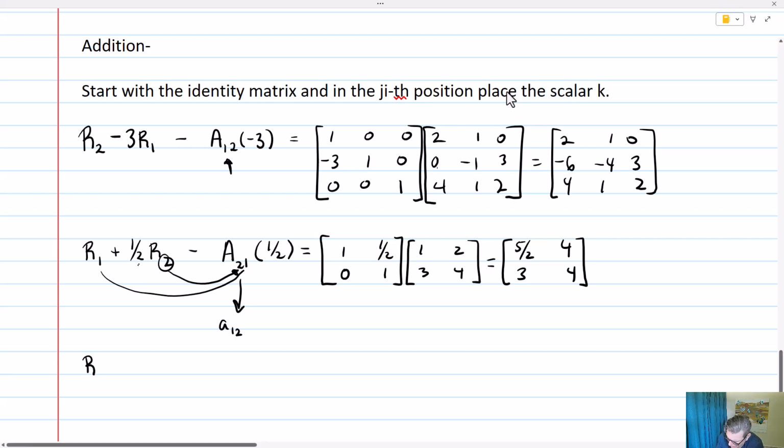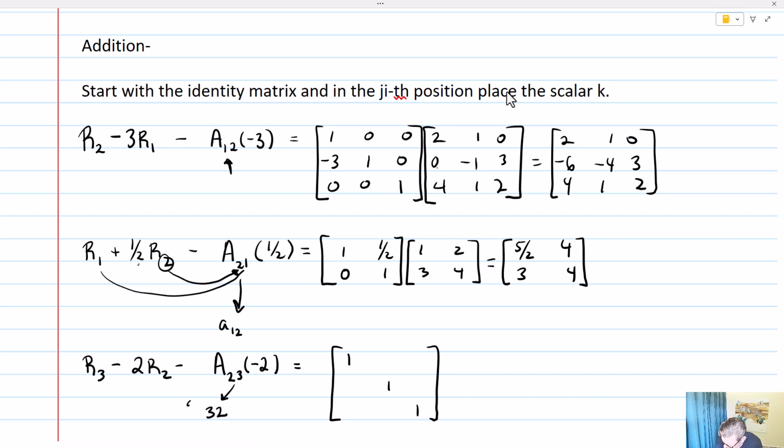So let's say, for example, I want to do row 3 minus 2 row 2. So that's again going to be A23, because 3 is the one being changed, 2 is the one we're adding, and then we'll multiply that by -2. And our matrix, let's say it's a 3 by 3 now, is going to be 1, 1, 1, and then in the A32 spot, so third row, second column, we're going to put a -2, and that'll end up being our elementary matrix.